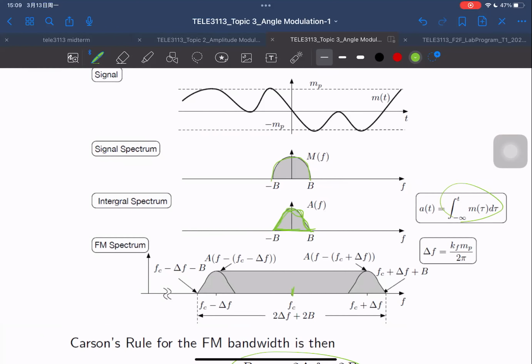It's the same as before, because the term is cos of omega C t plus beta omega m t. Essentially, you have to shift your message spectrum to both the right side and the left side. And eventually you will choose the bandwidth, which is this section, and it goes to 2 delta F plus 2B. Does that make sense? Or do you have any questions for that?